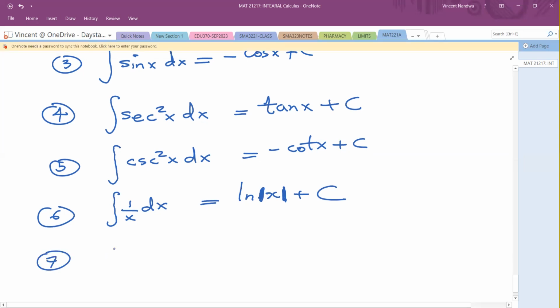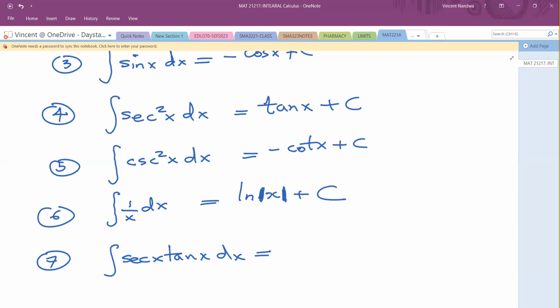Maybe number 7, if I say integral of sec x tan x dx, it will be a function whose derivative is sec x tan x. Correct, sec x plus c. So you can extend this list. Just go to your Math 121 book and see how you are getting the derivatives of those standard functions, and then reverse the process. You'll generate your toolbox for integrals.